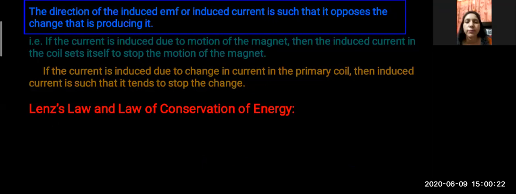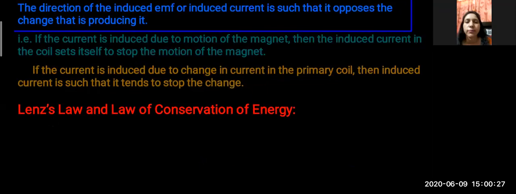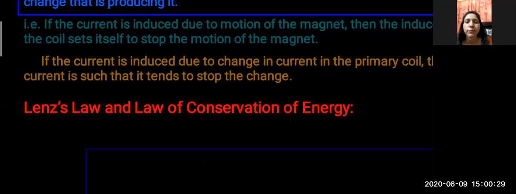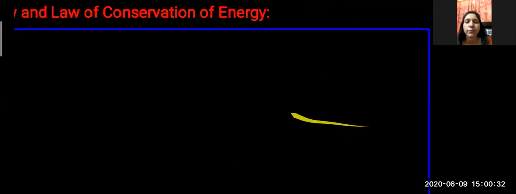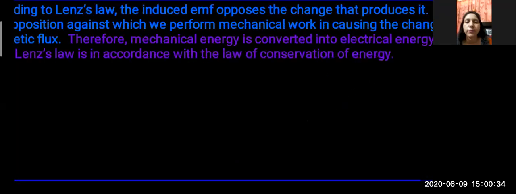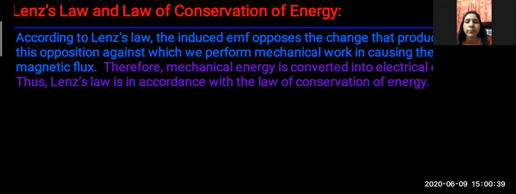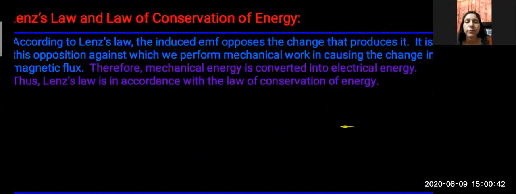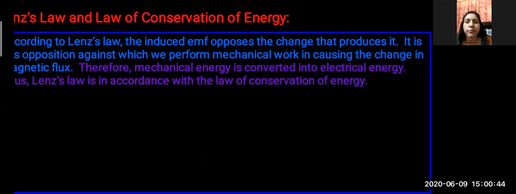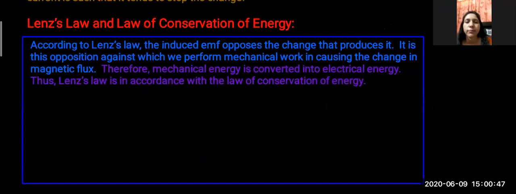We therefore conclude that Lenz's law is a consequence of the law of conservation of energy. So according to Lenz's law, the induced EMF opposes the change that produces it. It is this opposition against which we perform mechanical work in causing the change in magnetic flux. Therefore, mechanical energy is converted into electrical energy. Clear?